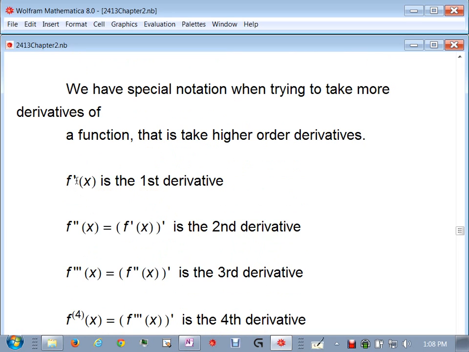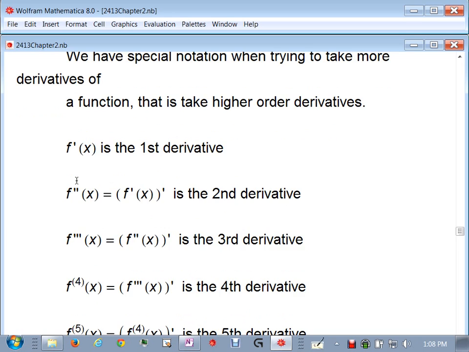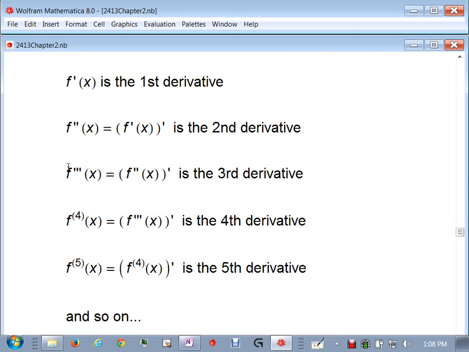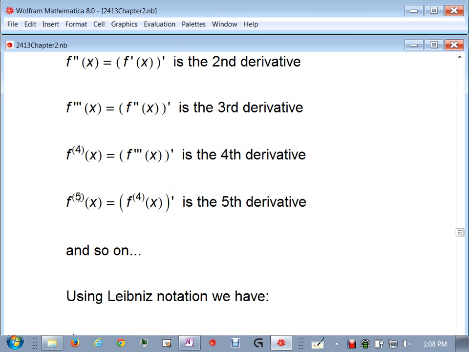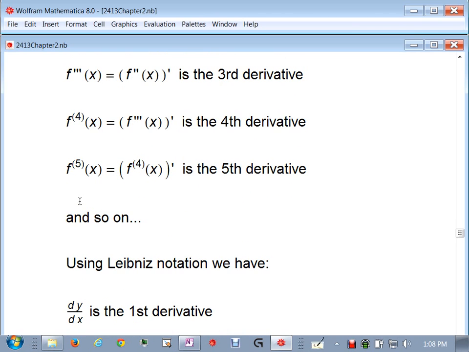If you see the little prime mark, that means first derivative. 2 primes means second derivative. 3 primes is 3 derivatives. And then obviously you need to stop with the primes because you'd have like 20 primes out there. So what we do instead is we start writing the number of the derivative in parentheses. So if you write f and then in parentheses 4, that means the fourth derivative, then fifth derivative, and so on and so forth. All right?